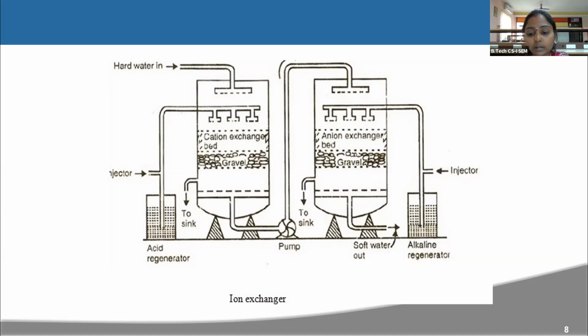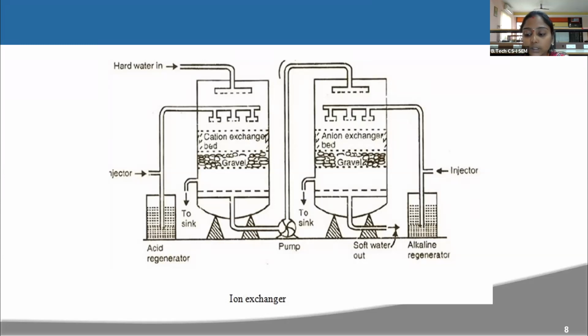So what will happen? The H plus and OH minus ions get exchanged with cations and anions. Here H plus ions are exchanged by cations, OH minus ions are exchanged by anions. So that's why we call it an ion exchanger. We call such resins exhausted when they are not capable of exchanging any more.